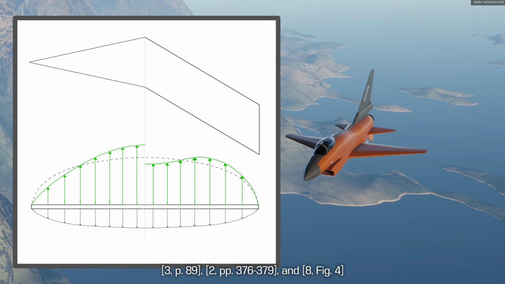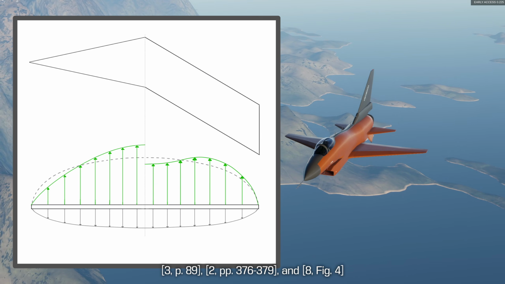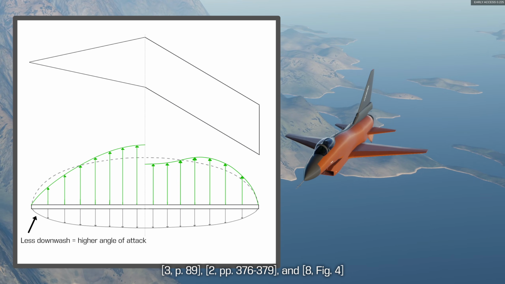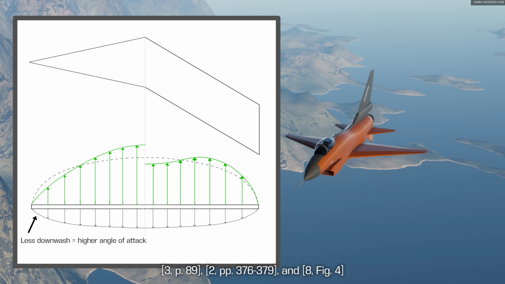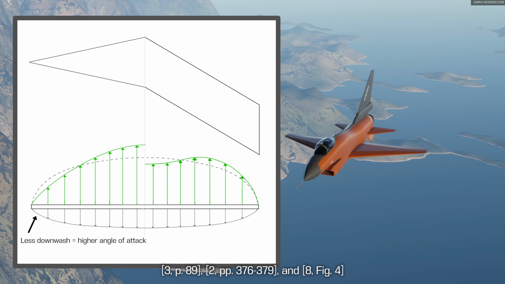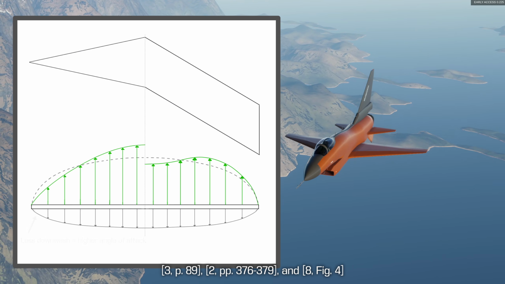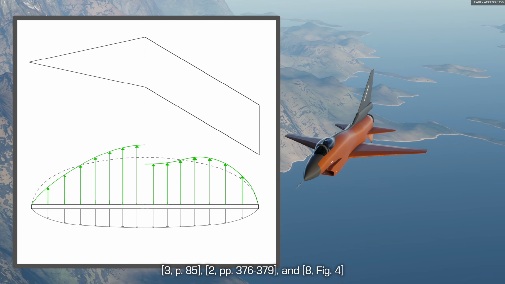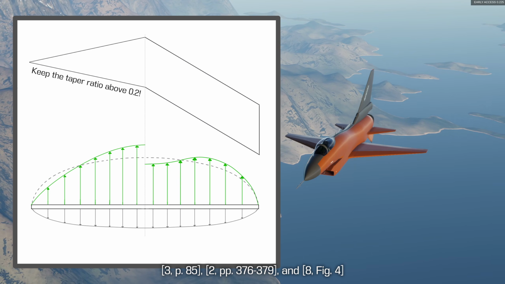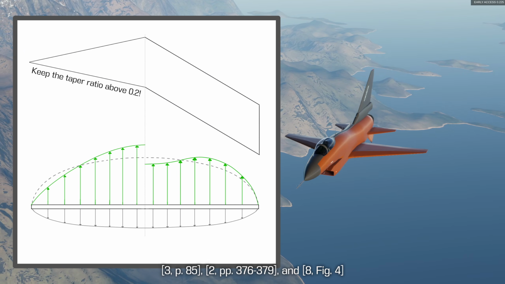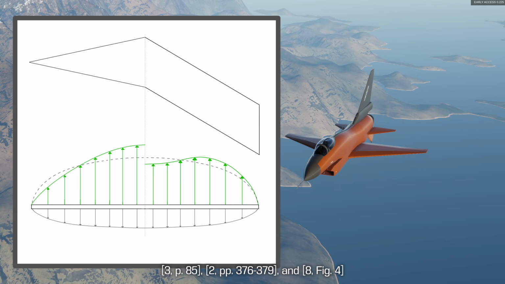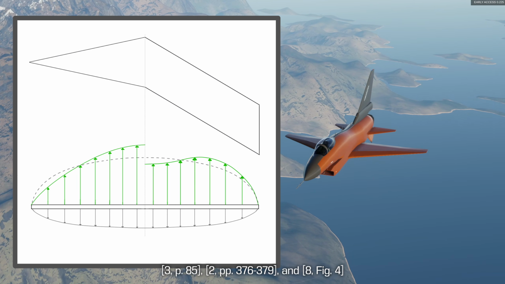For both swept wings and highly tapered wings, the wingtip will experience a higher angle of attack compared to the root due to the decreased downwash at these locations as discussed previously. This will result in the outer sections of the wing stalling before the rest of the wing. According to Daniel Raymer, an expert in aircraft conceptual design, the taper ratio should not go below 0.2 except for delta wings, so as to lower the risk of wingtip stalling associated with taper. Delta wings are a special case that will be discussed in the next section.